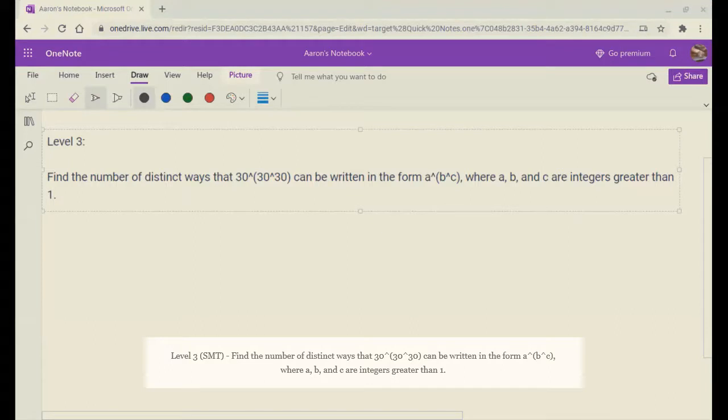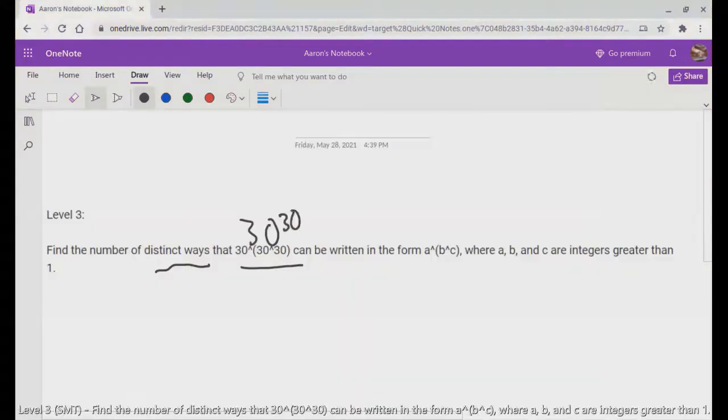Alright, so I'll be going over the level 3 and level 4 questions. The level 3 question is: find the number of distinct ways 30 can be written in the form a to the power of b to the power of c, where a, b, and c are positive integers that are greater than 1. First of all, it's 30 to the power of 30 to the power of 30.